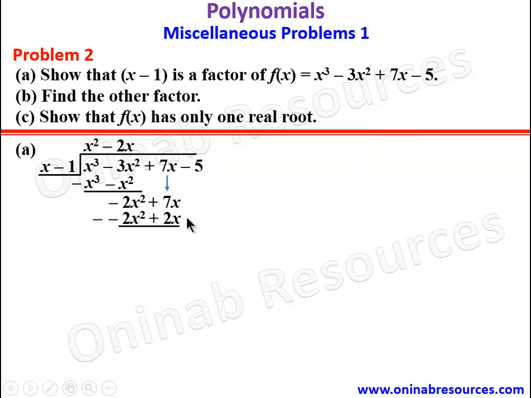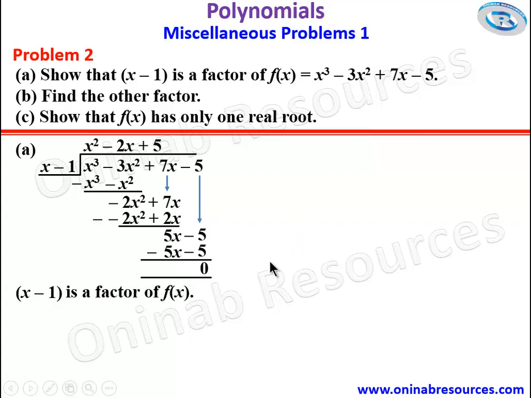7x minus 2x gives 5x. We then bring down the constant, which is negative 5. So we have 5x minus 5 as our dividend now. So 5x divided by x gives plus 5. And 5 times x gives 5x. 5 times negative 1 gives negative 5. Subtracting, we have our remainder as 0. We then conclude that x minus 1 is a factor of f of x.